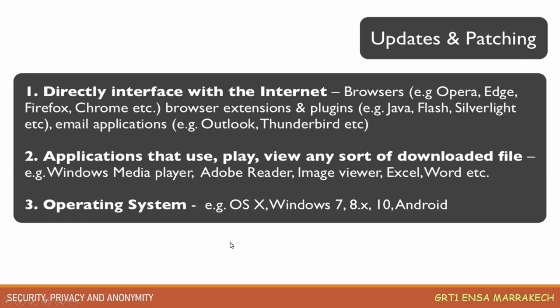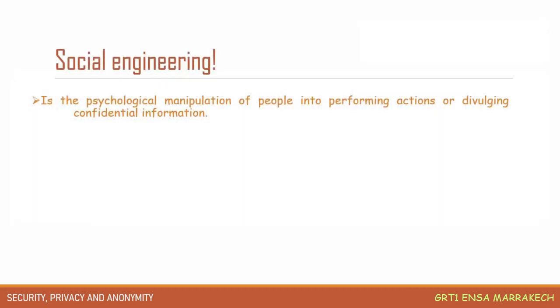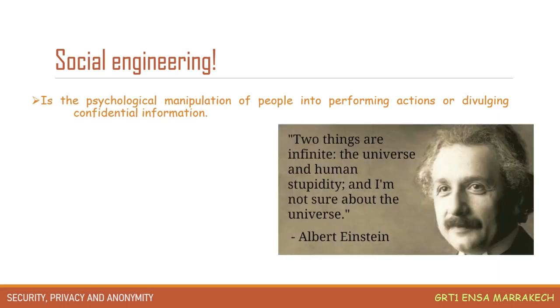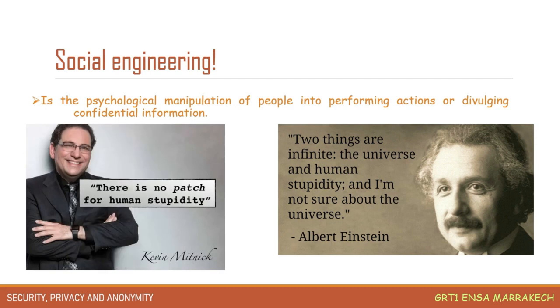Hackers today, instead of wasting time trying to break systems, are focusing on manipulating people using what's called social engineering, benefiting from human emotions, stupidity, and trust. As Einstein said, two things are infinite, the universe and human stupidity, and I'm not sure about the universe. And the well-known hacker Kevin Mitnick said once, there is no patch for human stupidity.